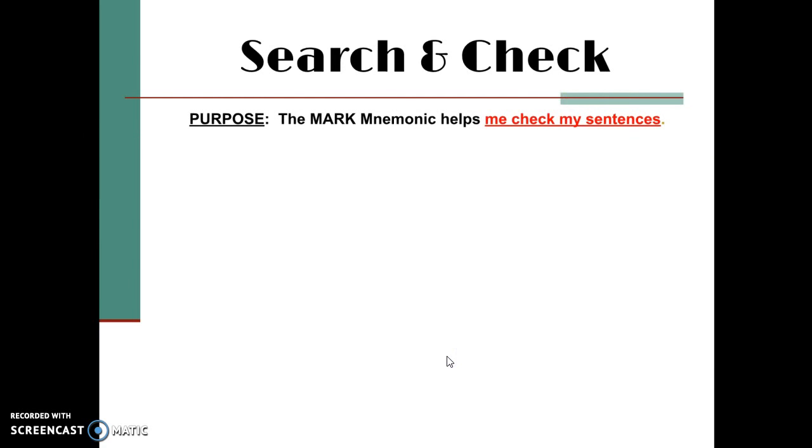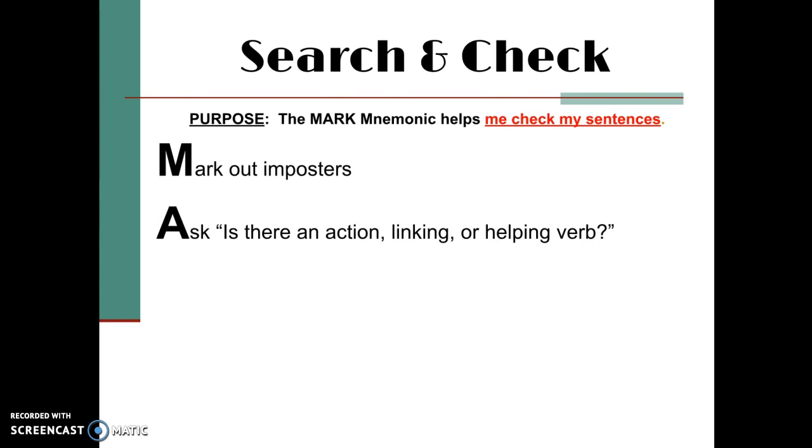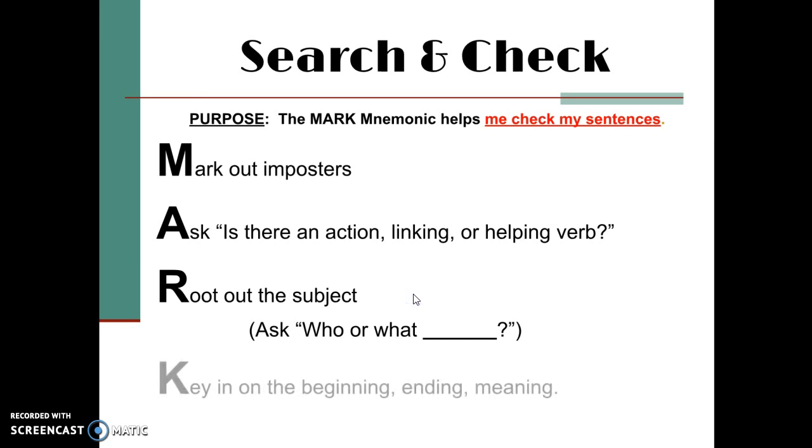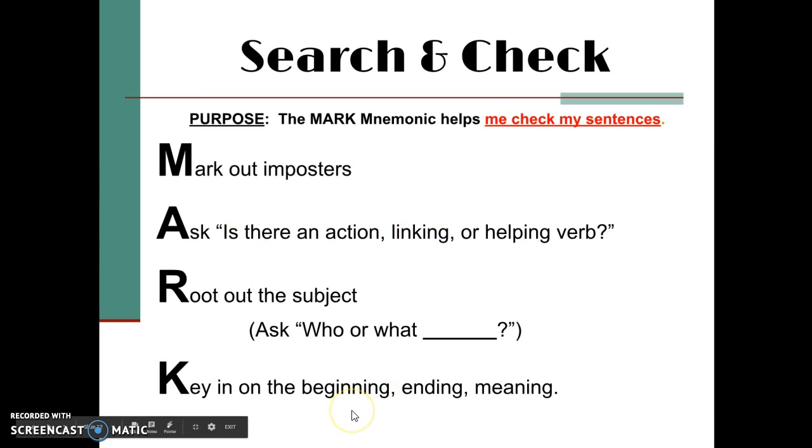And so we had a mnemonic where we searched and checked to make sure our sentences were complete, and we used the mnemonic MARK. Mark out the imposters. Those are prepositional phrases and infinitives. Ask, is there an action, linking, or helping verb, and label it. Root out the subject. To root something out is to search through. So we're going to search through that sentence to find the subject and ask who or what does this action. And then we're going to key in on the beginning. That's making sure we have a capital letter, a period, or a question mark, or an exclamation point, and that it makes sense.